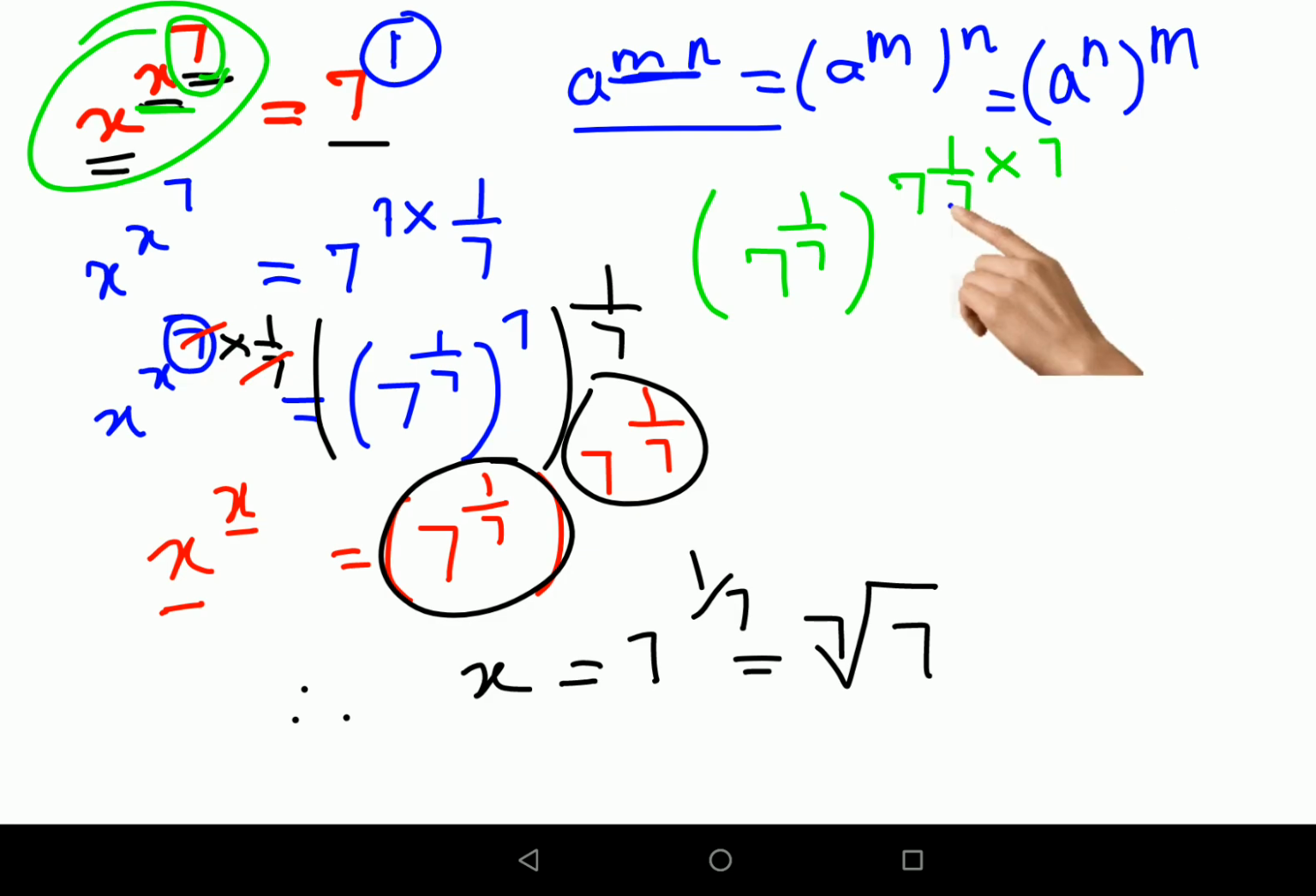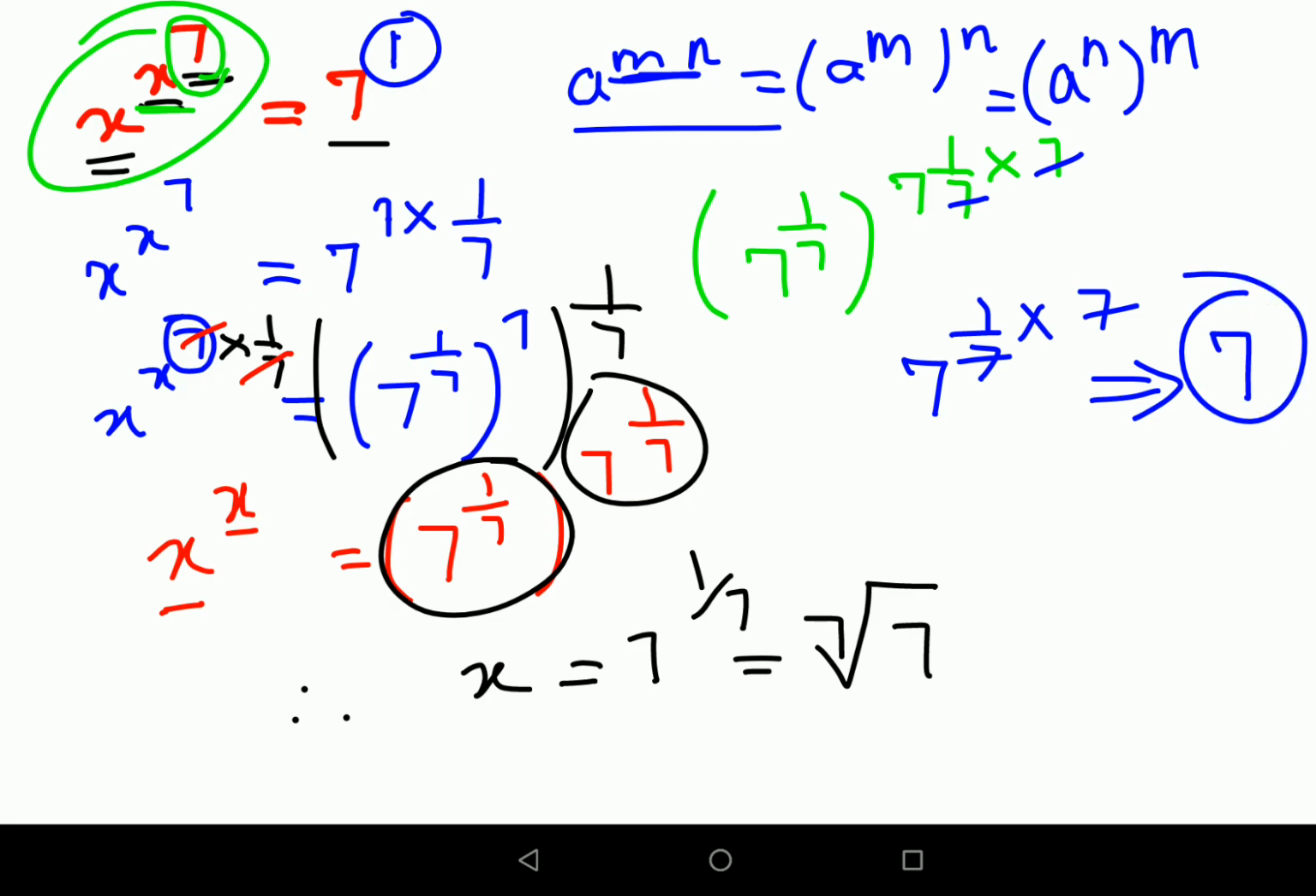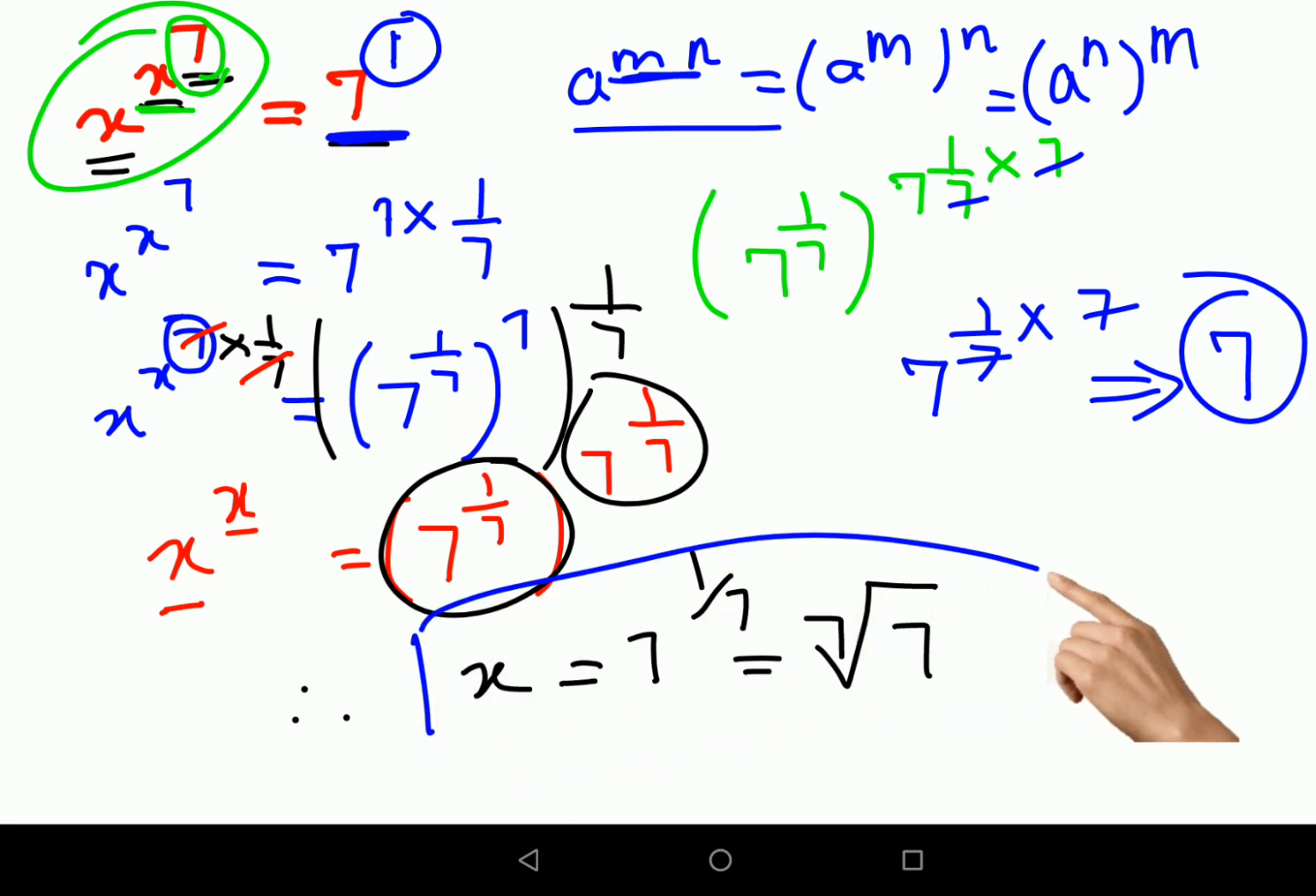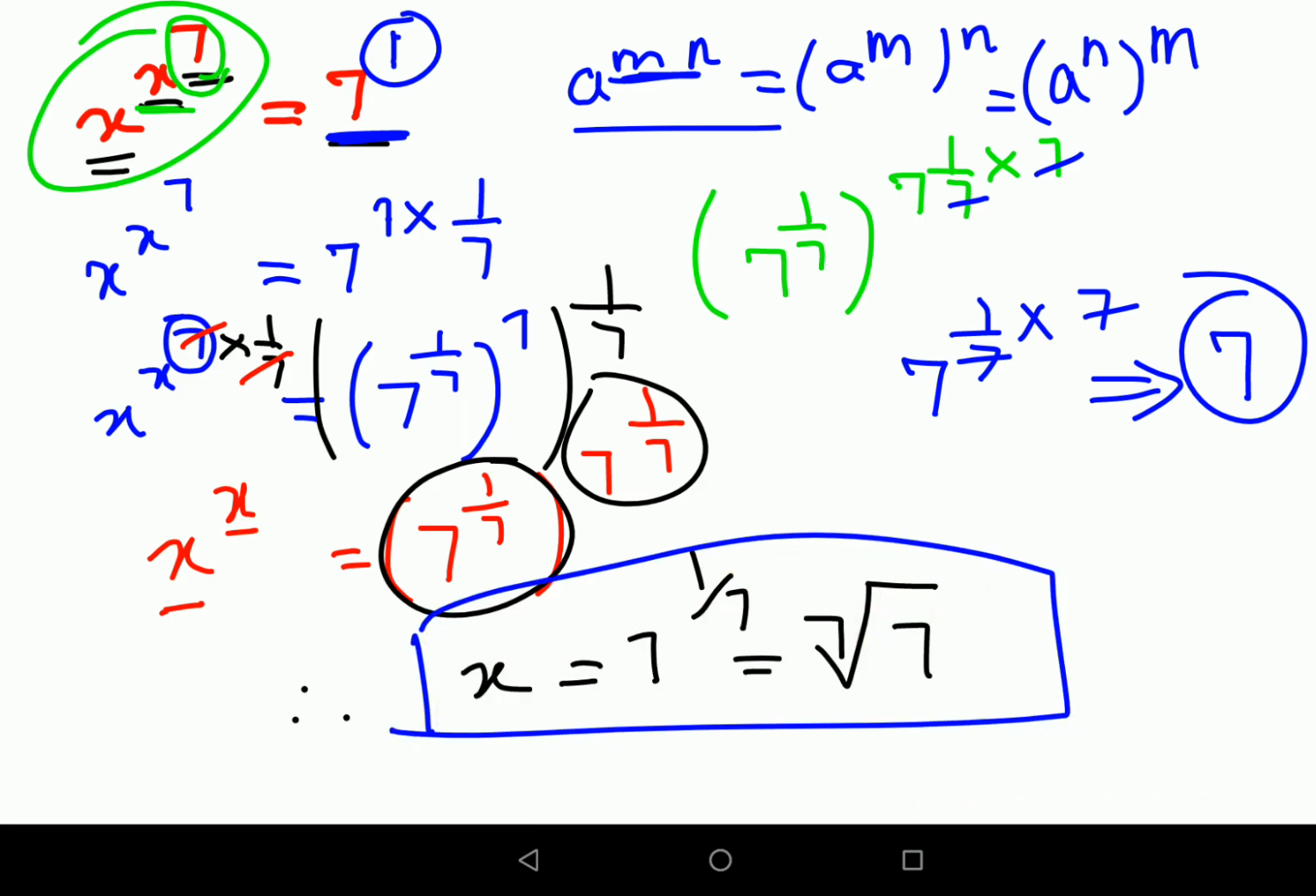So now if you look closely, this is getting cancelled. So now this is just 7 raised to 1 upon 7, the whole raised to 7. So this is also getting cancelled. So your final answer left is nothing but 7, and that is matching your RHS. So I can say that for this particular question, the value of x is either 7 raised to 1 upon 7 or the 7th root of 7. Okay, so I hope you understood how to solve these complicated questions. That's it for today. I will see you in the next video.